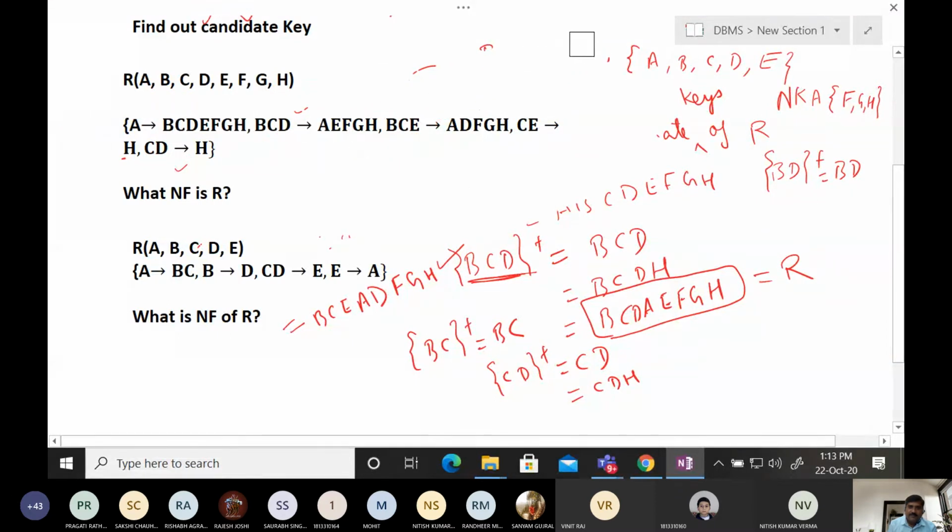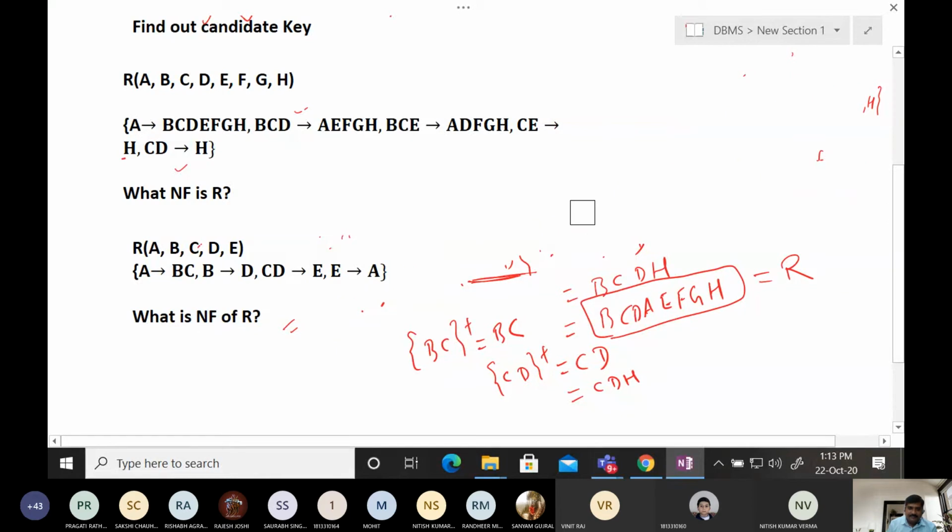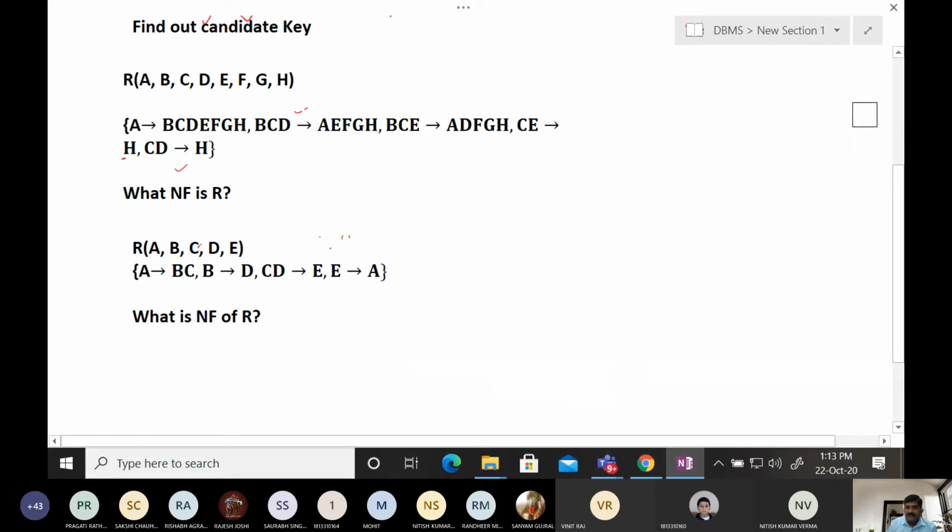Vineet, first find out all the candidate keys of the relation of last question. How many candidate keys are in this? Sir, A, E, and CD. Let me find out the closure of A.